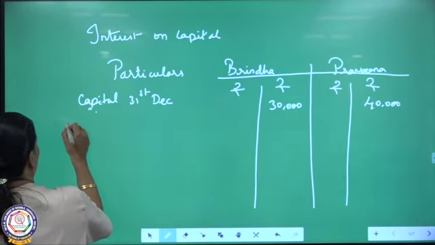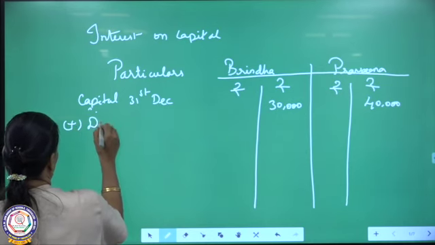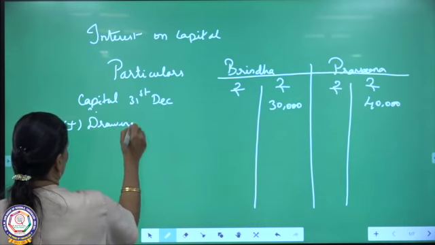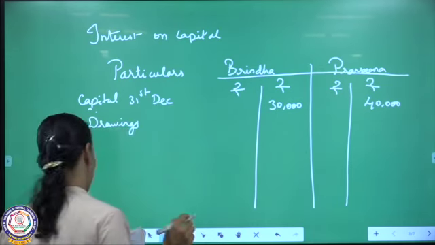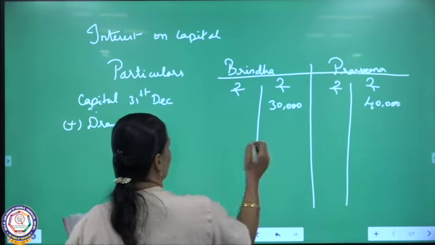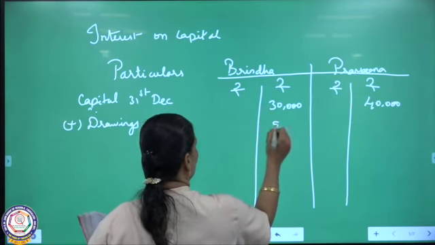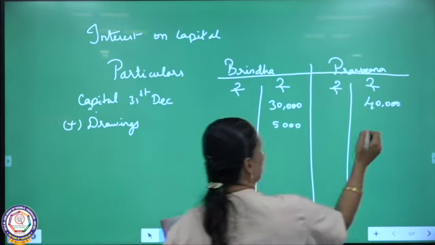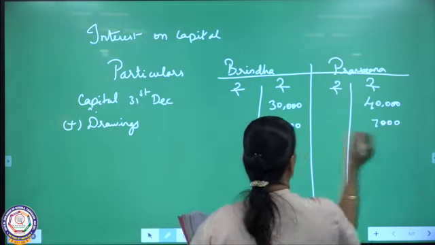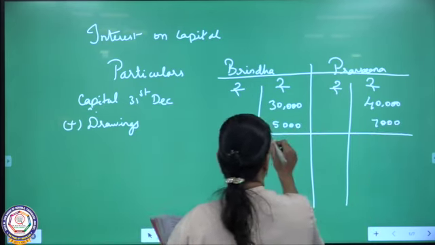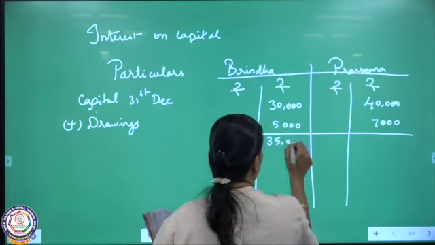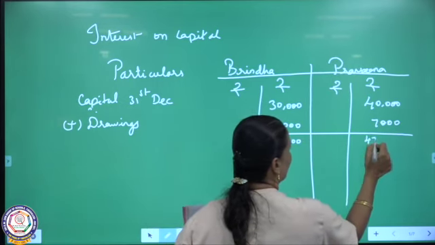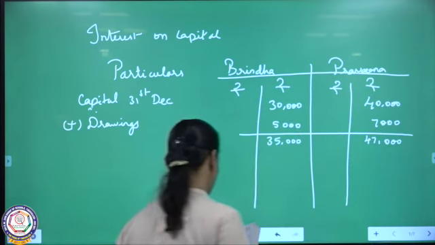And then you have to add drawings that you know very well. Drawings, how much? 5,000, 7,000. First we have to calculate this. So, 35,000, 47,000. Okay, children.